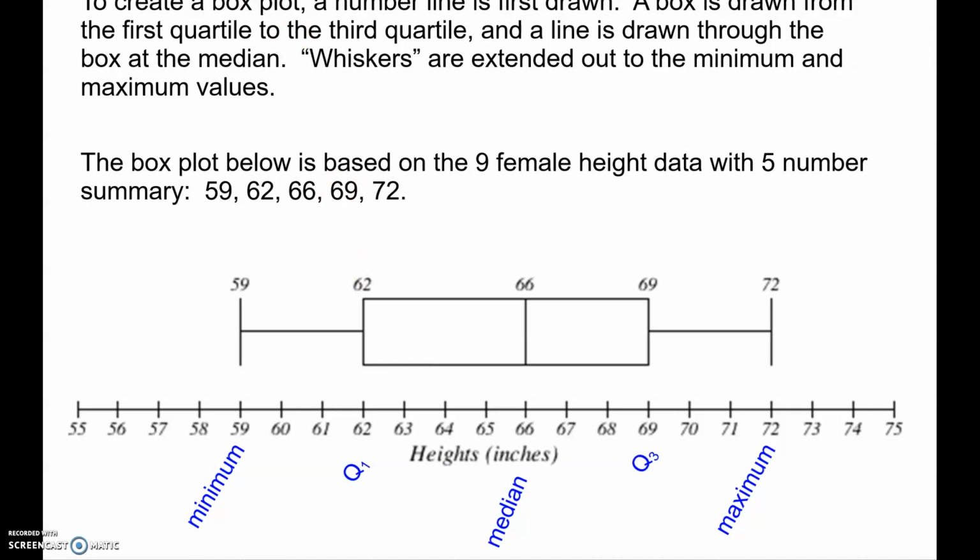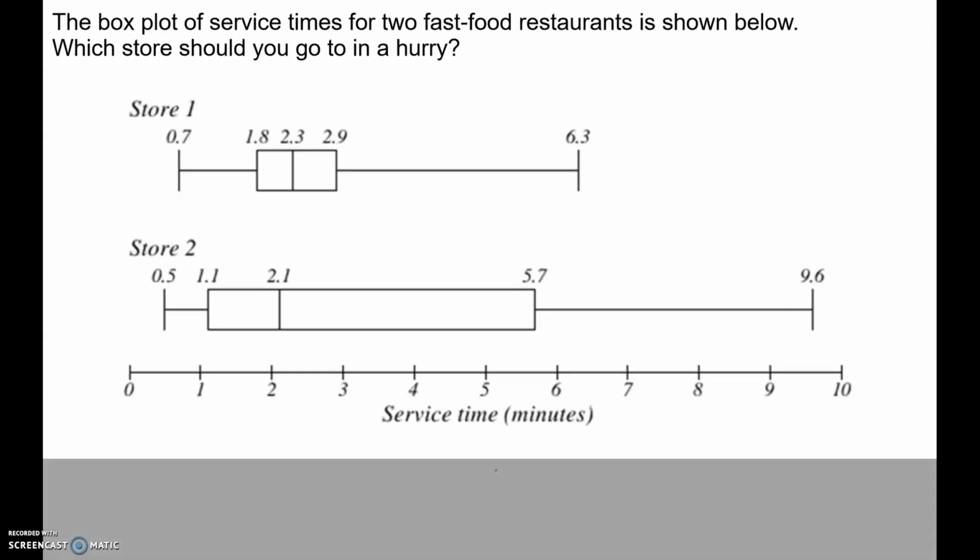Let's take a look at how that might help us in analyzing data. Here we have two different stores, and it's the service times for two fast food restaurants. Okay, so store 1, our box plot has a minimum of 0.7, a maximum of 6.3 rather. Now our box is between 1.8 and 2.9 with 2.3 in the middle as the median. Store 2 has a minimum of 0.5, maximum up here of 9.6. The box is between 1.1 and 5.7. The median there is 2.1.